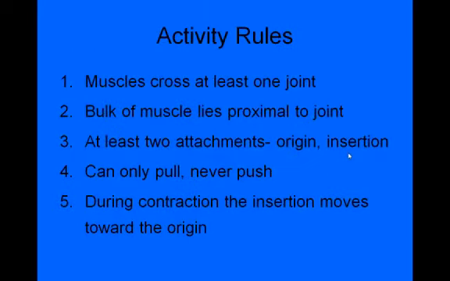Activity rules. Well, muscle has to cross at least one joint. The bulk of the muscle will lie proximal to the joint, so near the joint, but not actually over the joint. At least two attachments for the muscle, an origin and an insertion. Muscles can only pull, they never push. And during contraction, the muscle's insertion moves toward the origin.